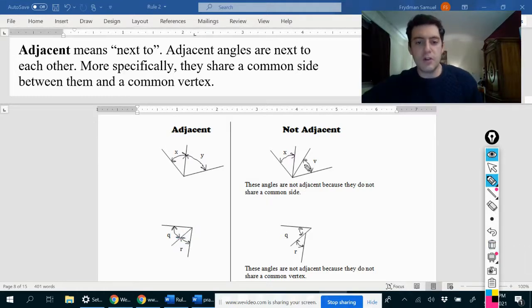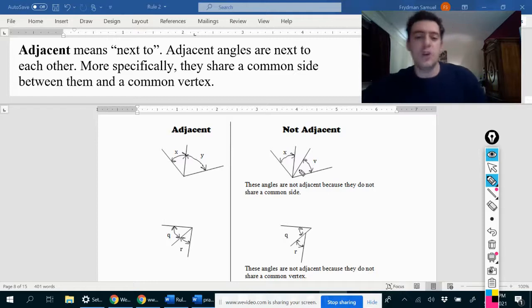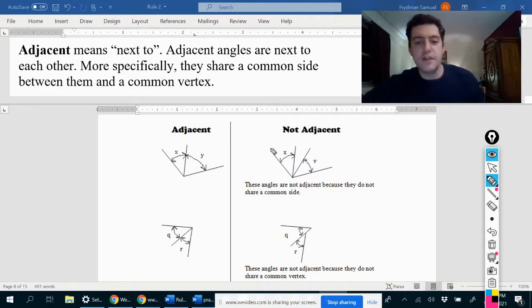All right, now these angles also kind of look like they're next to each other. I mean, if these were people and you saw a person standing over here and a person standing over here, you would probably say that those people are next to each other. But these two angles over here do not meet the more strict definition of what we really mean by adjacent. So they have to share a common side and a common vertex. These angles over here, they do share a common vertex, but they do not share a common side.